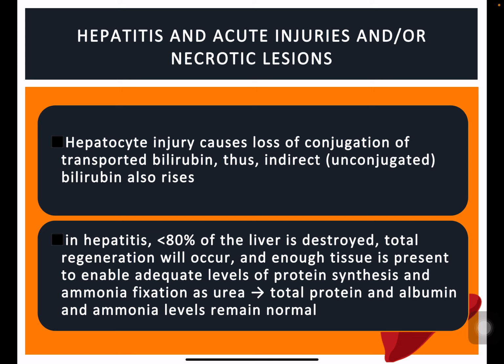Hepatocyte injury causes loss of the conjugation of the transported bilirubin. Thus, indirect or unconjugated bilirubin also rises. And in hepatitis, less than 80% of the liver is destroyed, so total regeneration will occur, and enough tissue is still present to enable adequate levels of protein synthesis and ammonia fixation as urea. Thus, the total protein and albumin and ammonia levels remain normal.